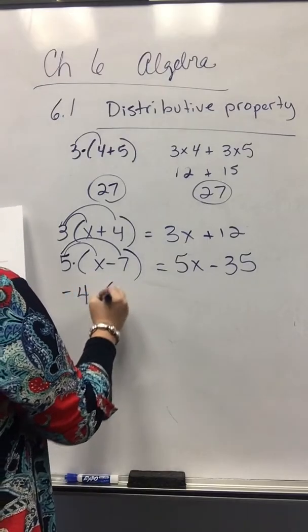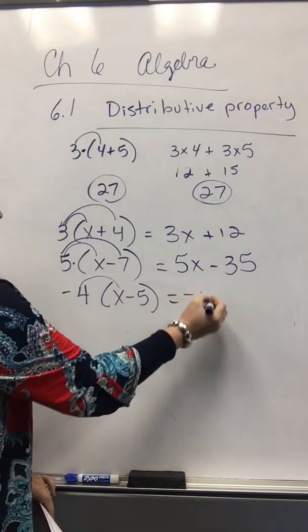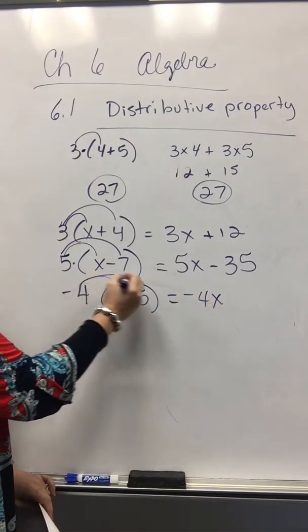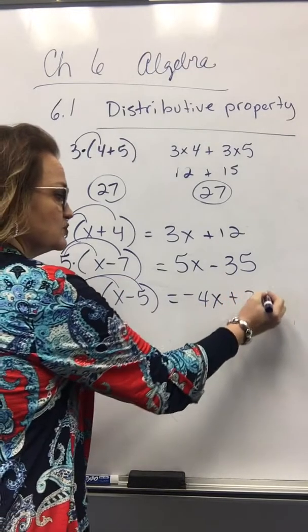Okay, let's distribute a negative sign. So negative 4 times x is negative 4x. Then negative times negative, considering these both negative signs, makes it a positive 20.